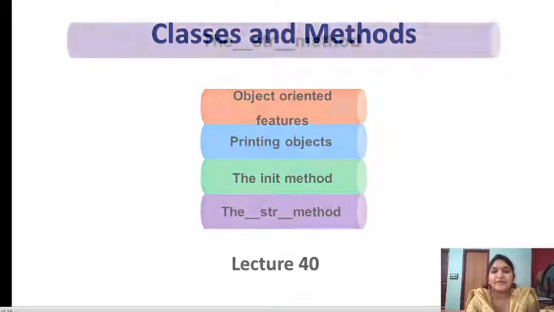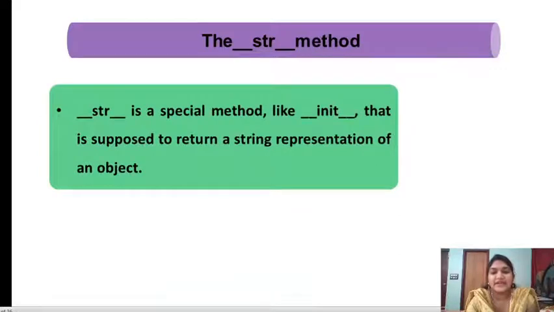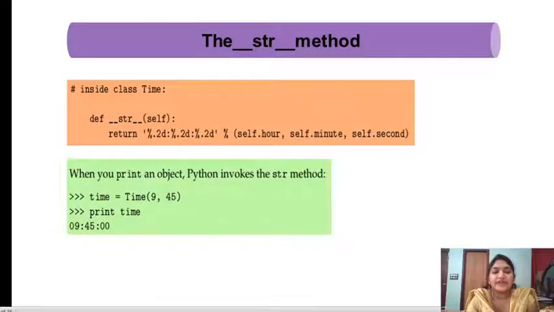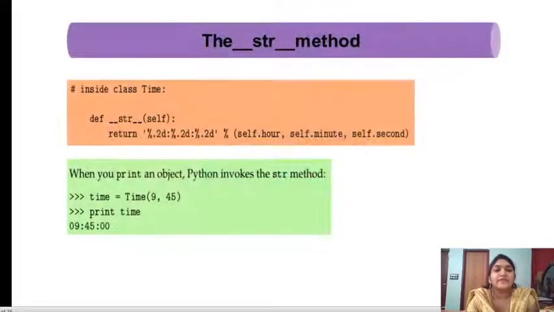Next, coming to the string method. The __str__ method is a special method, like init, that is supposed to return a string representation of an object. Inside class Time, we define str with self, and it returns the hour, minute and second. When you print an object, Python invokes the str method. So printing time gives 9:45. This is the way we call the string method.